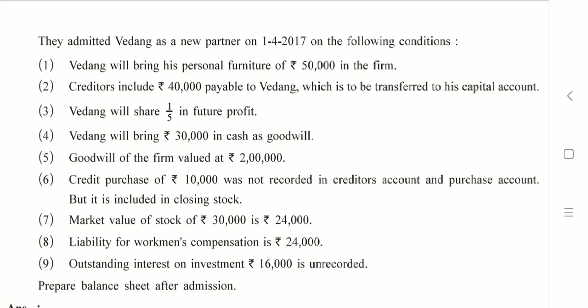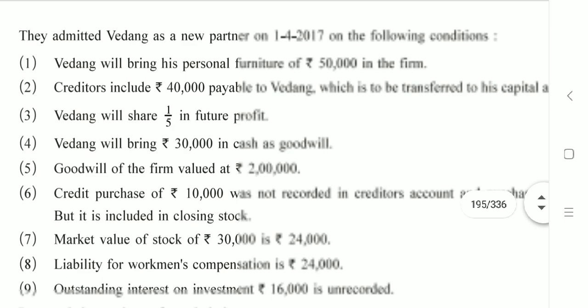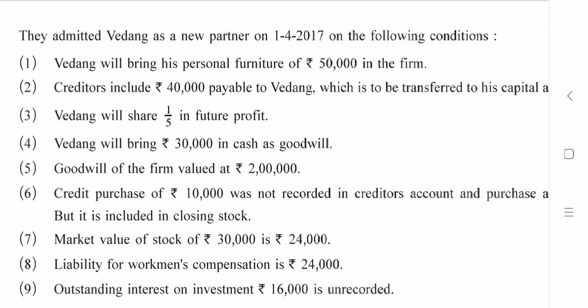Vedang will share 1/5 in future profit. This is just an instruction कि Vedang को future में कितना share दिया जाएगा from profit. Next one, Vedang will bring 30,000 in cash as goodwill. As I said, the new partner is supposed to bring the amount of goodwill, that is premium for goodwill. So Vedang brought 30,000 in cash as goodwill.